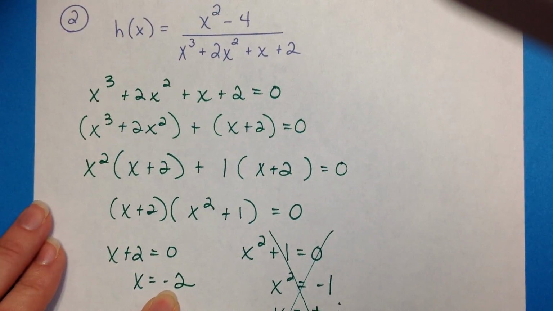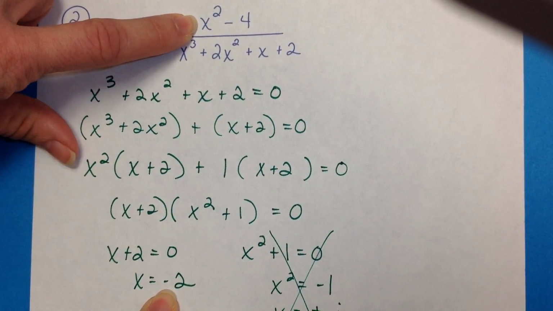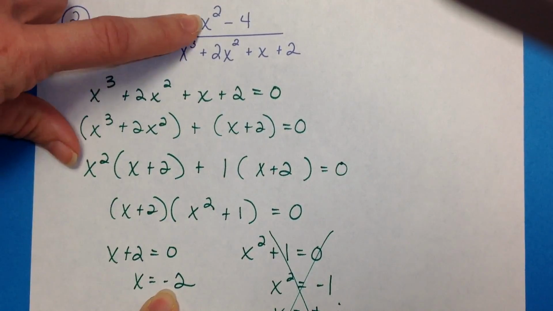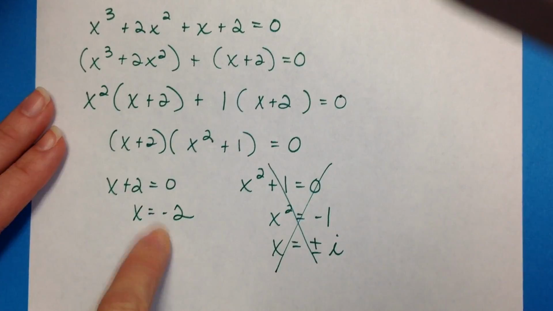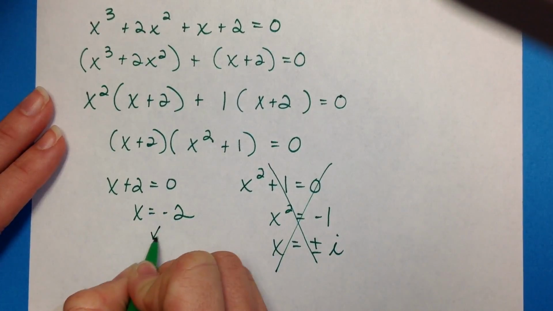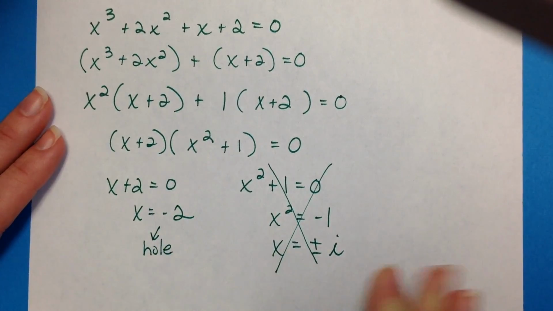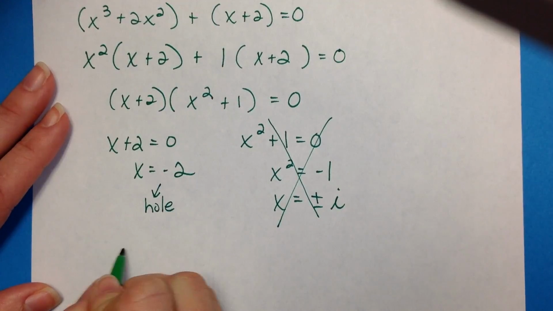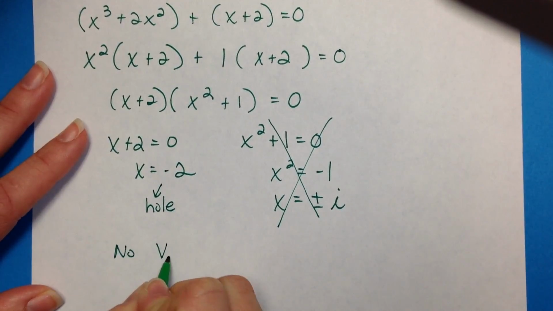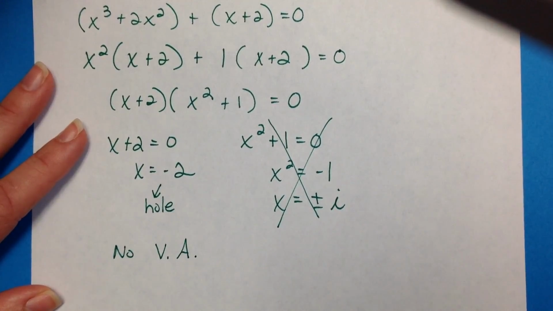But I need to take this and substitute it back in, which is going to give me 0 on the top. So I get 0 top and bottom, which means this is not a vertical asymptote, this is a hole. So the back of the book would simply say no vertical asymptotes in this case.